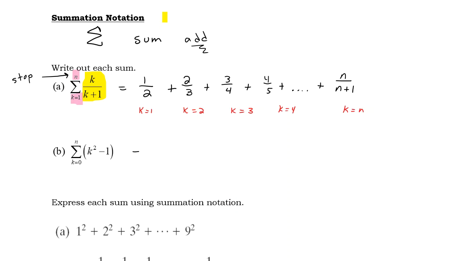All right, you try B. Now notice here it's starting at k equals 0, so that's a classic example of how I said earlier, you don't always have to start at 1. Here we're starting at 0. So pause the video and give that a try.